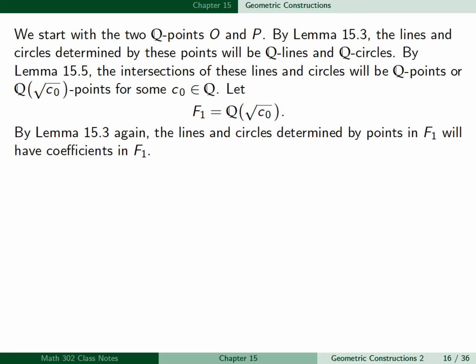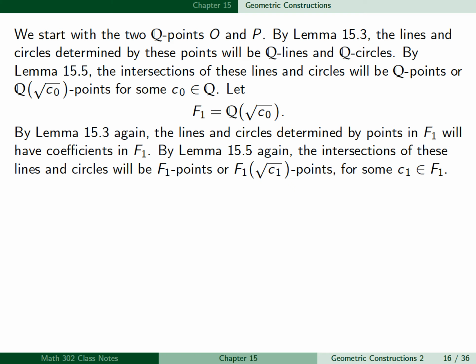By lemma 15.3 again, the lines and circles determined by points in F1 will have coefficients in F1, so they will be F1 lines or F1 circles, and by lemma 15.5 again, the intersections of these lines and circles will either be F1 points or F1 square root of C1 points for some C1 in F1. And we can let F sub 2 be F1 square root of C sub 1.